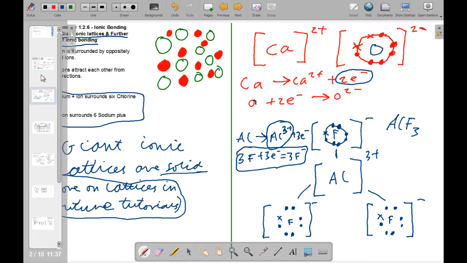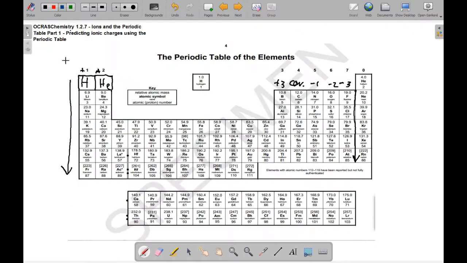And now we move on to part 4 and how this relates to the periodic table. So here is my periodic table taken straight from the periodic table. So as I mentioned before, the ionic charges go from left to right on the periodic table, and the entire group has the same properties for each charge.